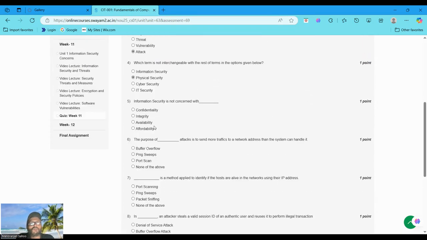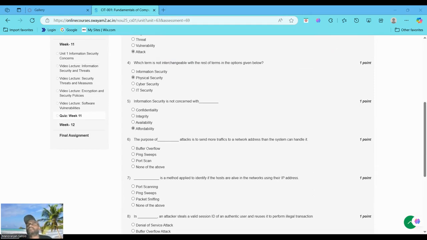Now, moving to question number 5. Information security is not concerned with what? It is concerned with confidentiality, integrity, and availability, but not with affordability. Option D, affordability. Information security is based on the CIA: confidentiality, integrity, and availability. But affordability is not a part of the CIA. It's a business concern, not a security principle.